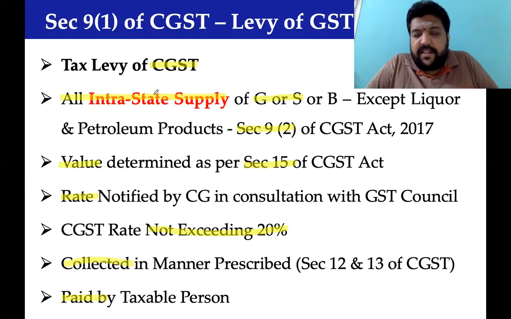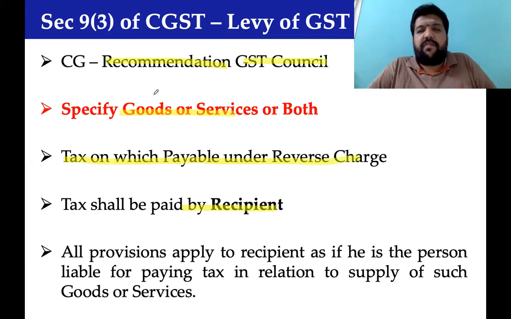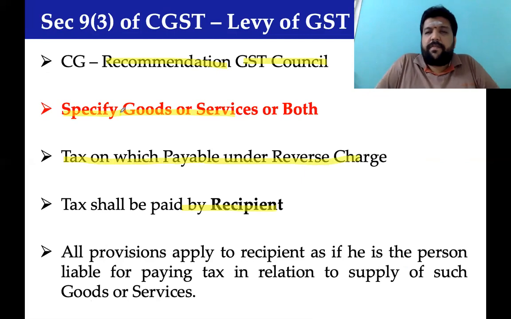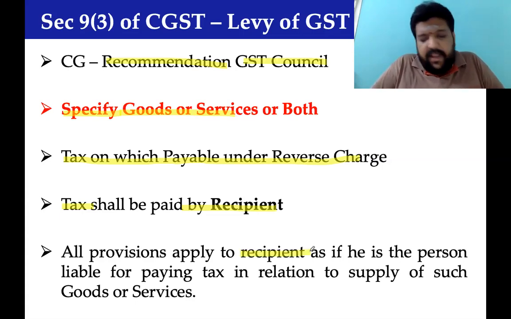All intrastate supply. But we are talking of what? Specified goods or services, tax on which would be payable under reverse charge. What do we mean by reverse charge? When the tax is paid by the recipient, we call it reverse charge. And all provisions will apply to the recipient as if he is the person liable to pay tax in relation to such supply of goods or services.